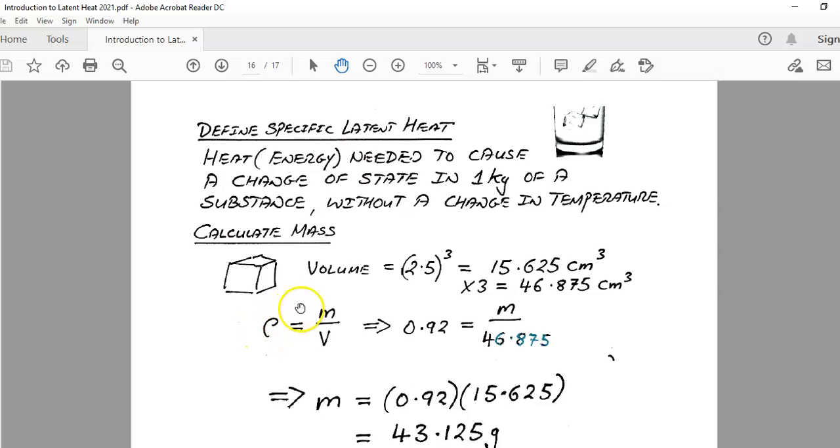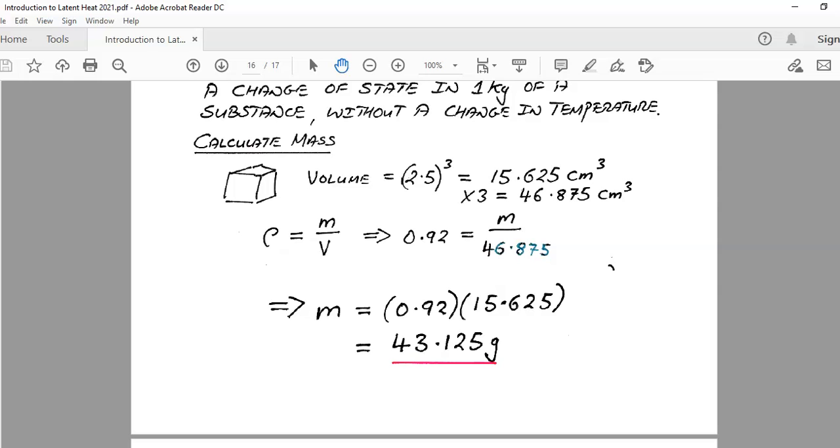So I put in density is mass divided by volume. Put in for density, mass is mass, whatever we're looking for, and there's the volume. I just used maths, cross-multiplied, to work out the mass of the ice as 43.125 grams. Underlined it because that is an answer.